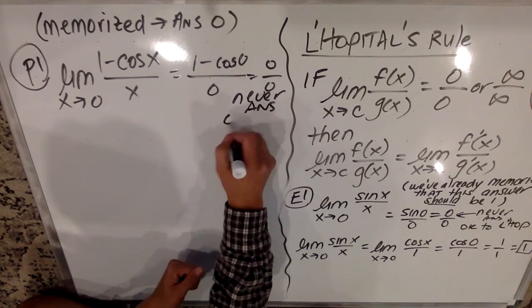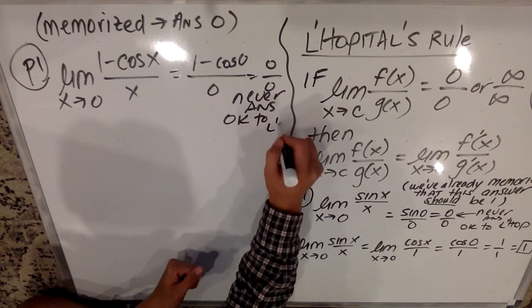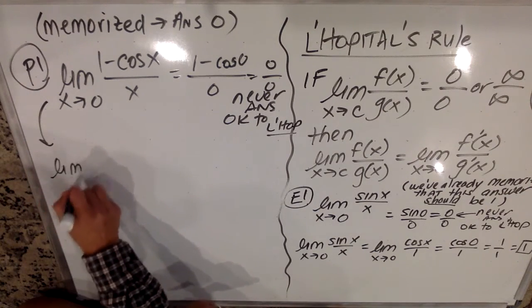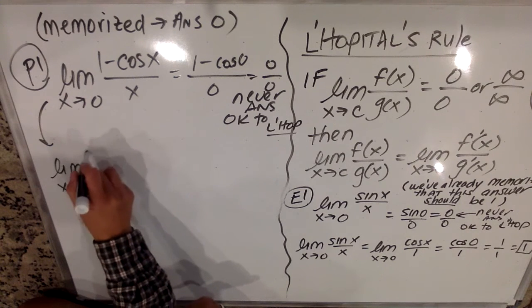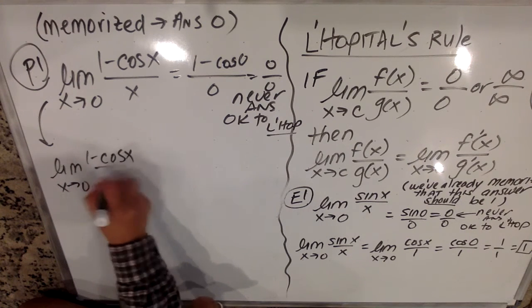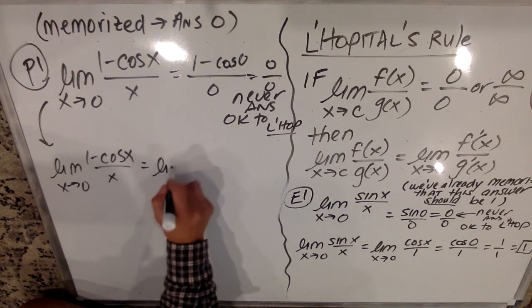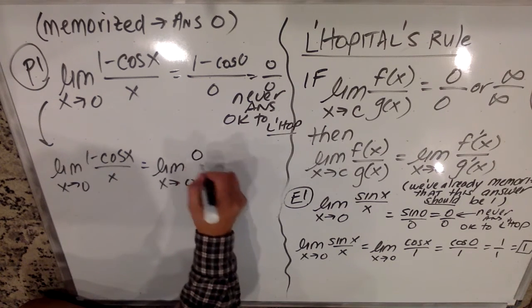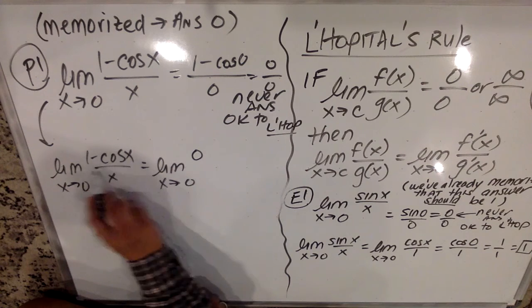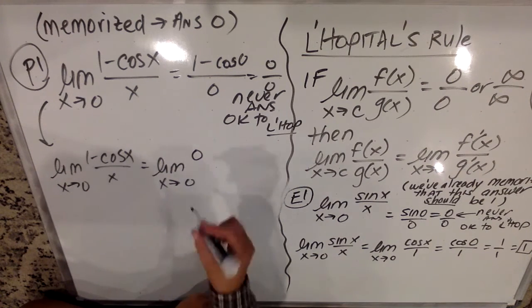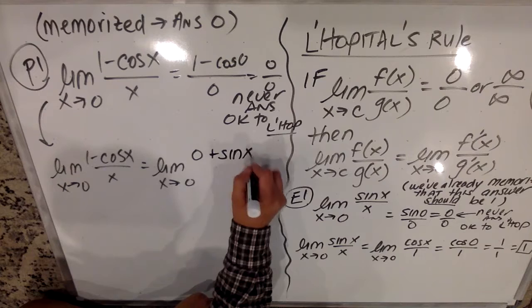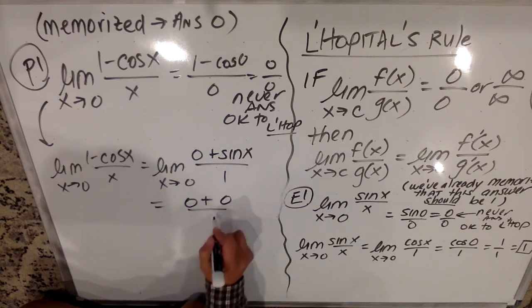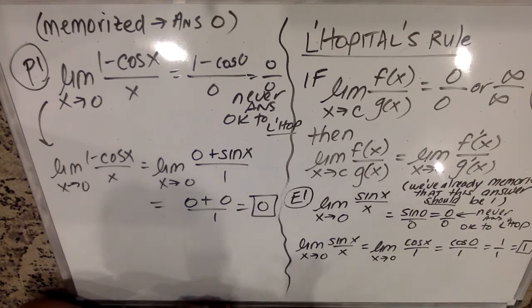But what it does tell me is that I'm okay to do L'Hopital's, okay? So I'm going to get that the limit as x approaches 0 of 1 minus cosine x over x is equal to the limit as x approaches 0 of, and I'm going to differentiate the top. I'm going to get a 0. A negative in front of the derivative of cosine would be a negative of a negative sign. So that'll be plus sine x over 1. So now when I plug in, I get 0 plus 0 over 1, which is totally 0, right?